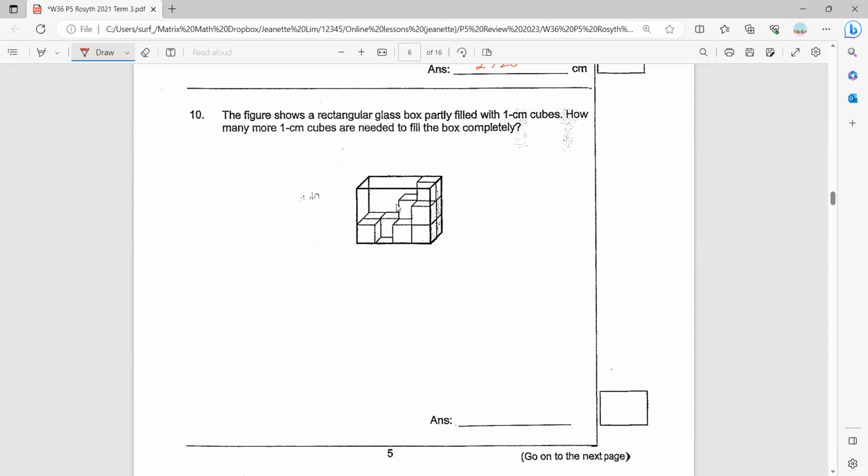So along the length, this is 4 on this side. Then on this, the breadth, that's 2. And the height is 3. Okay, so total needed: 4 times 2 times 3. 4 times 2, 8. 8 times 3, 24. So this is 24. Then how many do we already have?